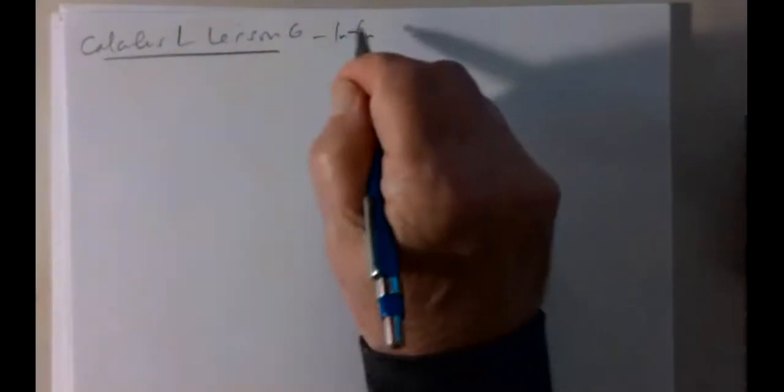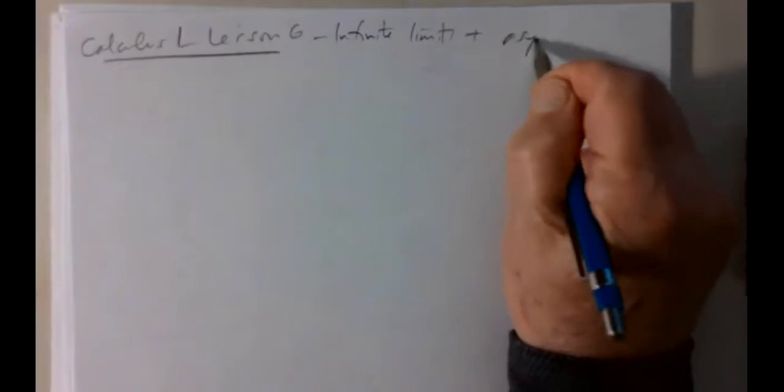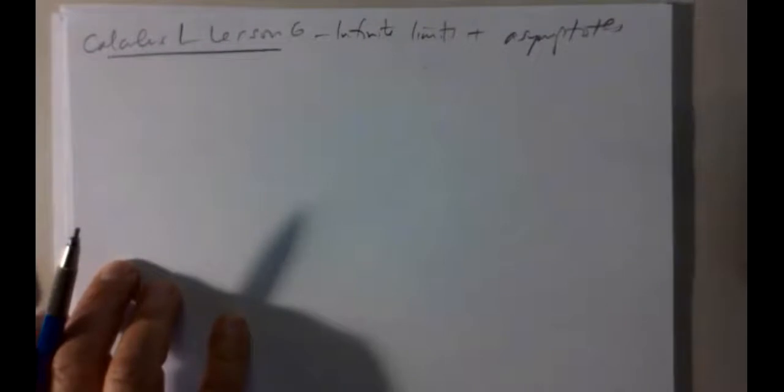Okay, well, so lesson 6 is on infinite limits and asymptotes. A lot of what we're doing, you can see very nicely in Maple. Maybe I'll switch to Maple at some point.